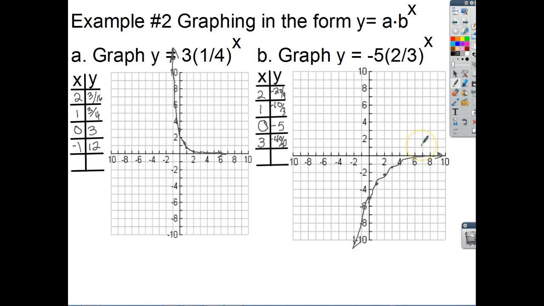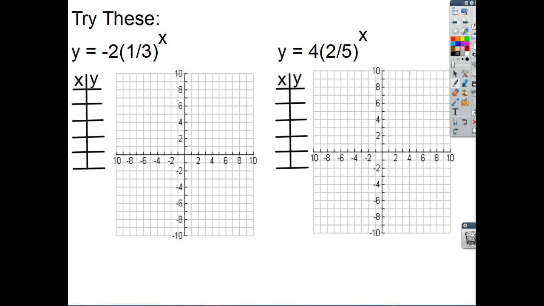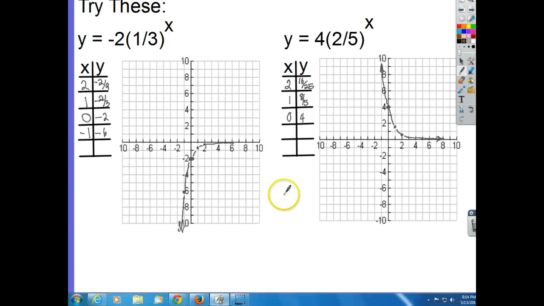Going off in that direction. Okay. All right. Get you to try a couple of these. Go ahead and do these. All right. Go ahead and check your answers against these pictures here.